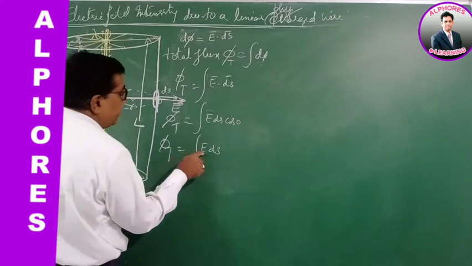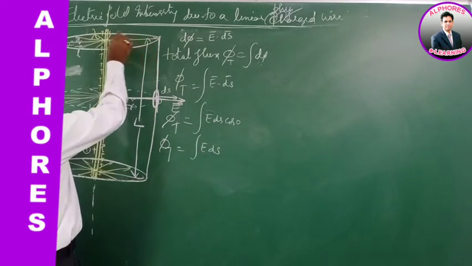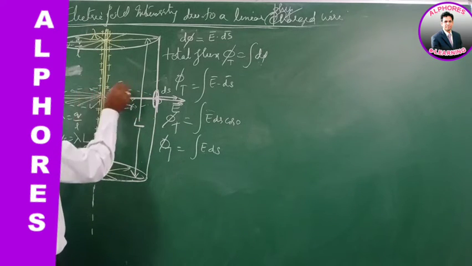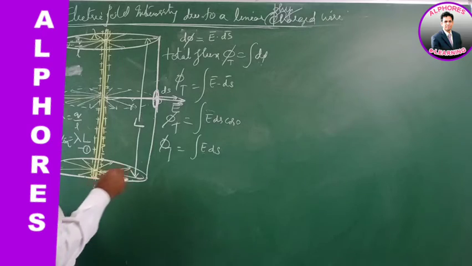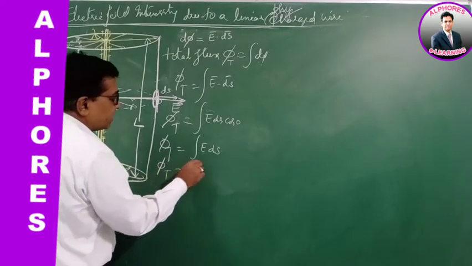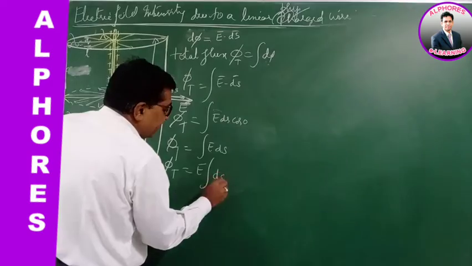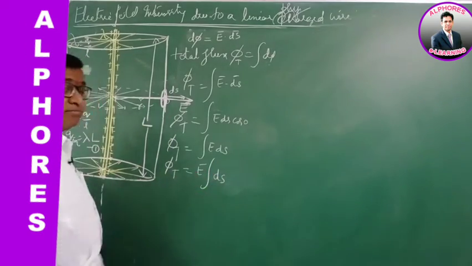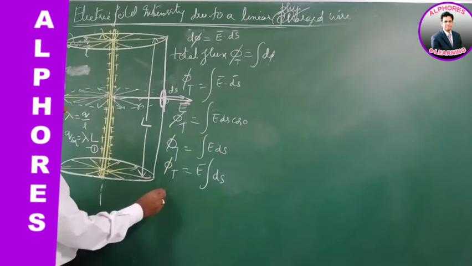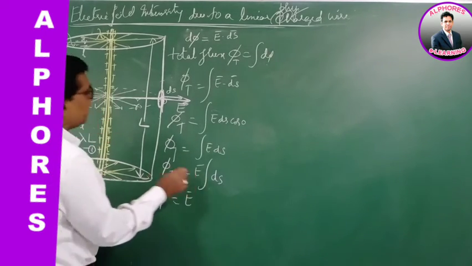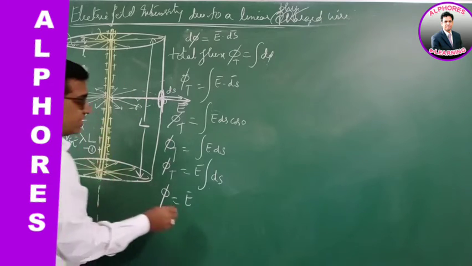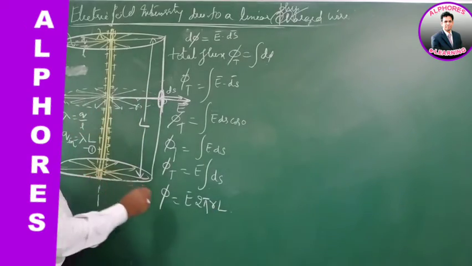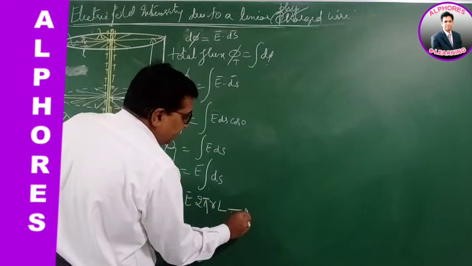Now, coming to the field E, we have imagined this Gaussian surface symmetrical to the charge. All the points on the Gaussian surface are equidistant. Therefore the total flux is E integral ds. Now the total surface area of this cylinder is 2 pi r into L. This is equation 2.